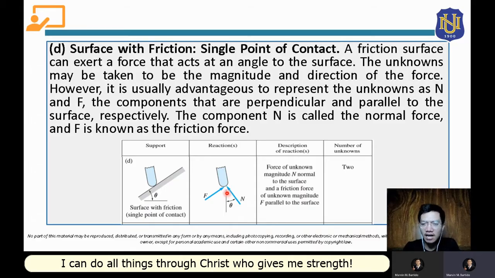So these two reaction forces will be provided by a surface with friction. There will be two unknowns here if we construct the free body diagram of a body wherein the support is a surface with friction. So there will be two unknown reaction forces, that is friction force and normal force. There will actually be a separate discussion for the analysis of force systems wherein the support has friction. So there will be a separate topic for that.